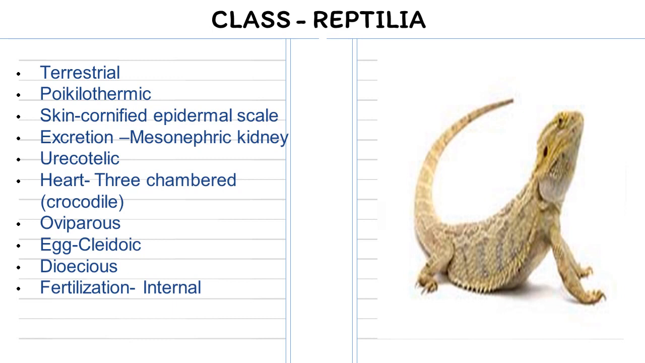And skin is cornified epidermal scales. The skin consists of hard scales. The epidermal scales will be there, right? Then excretion is going on with the help of mesonephric kidney, right? And this is uricotelic animals. Uricotelic animals means the excretory waste will be in the form of uric acid. That's why they said it is uricotelic animals, right?